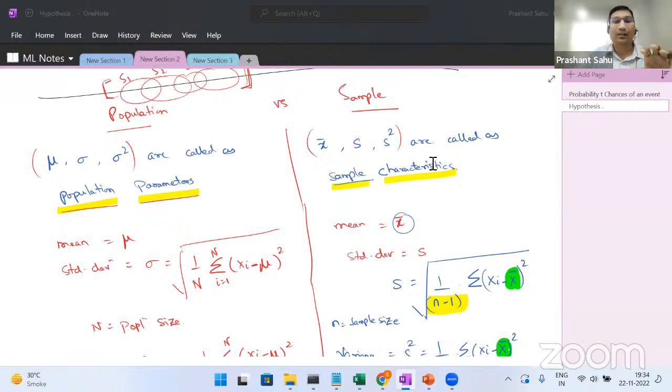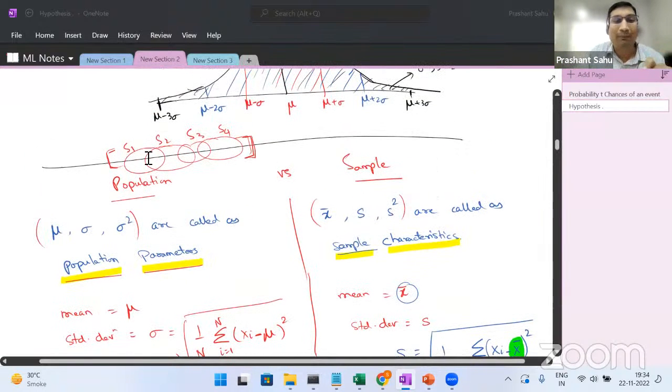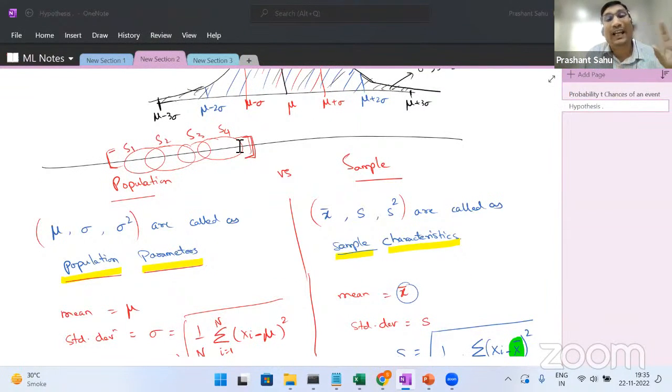Let's say you are drawing 4 samples from the same population. Each of the 4 samples is going to have its own characteristics. That doesn't change the population parameters. Population parameters are going to be constant, but depending on how you have sampled and the size of the sample, the characteristics will keep changing. I hope that is clear, right? Fine.